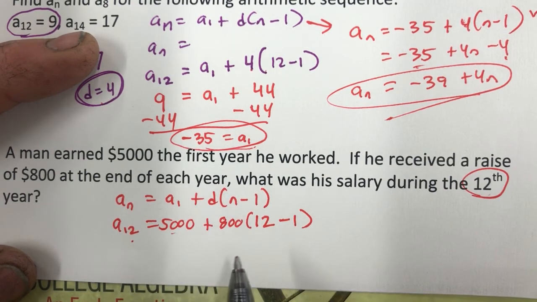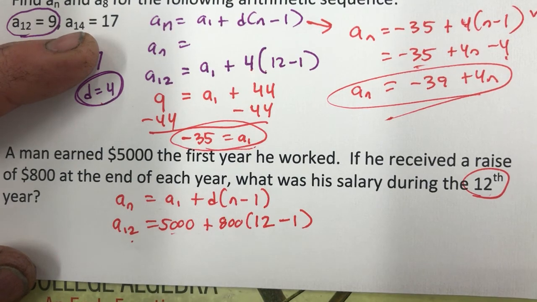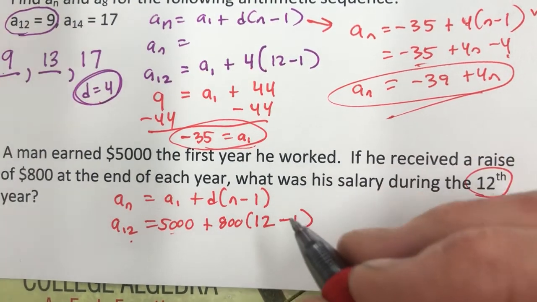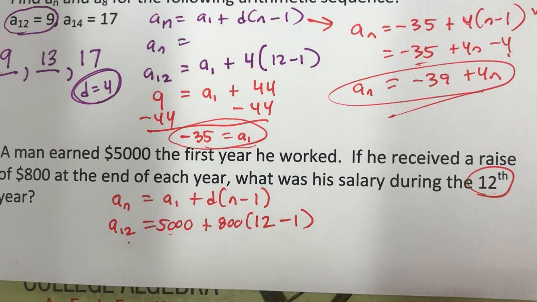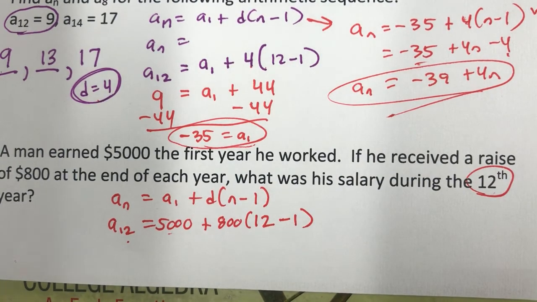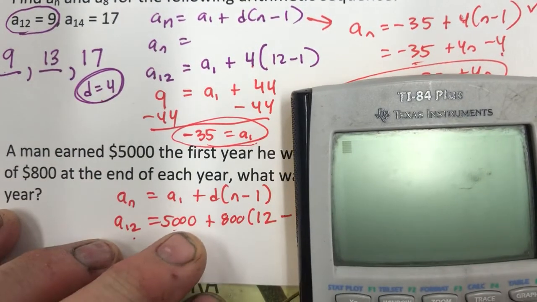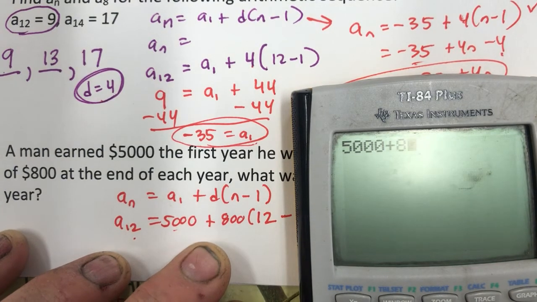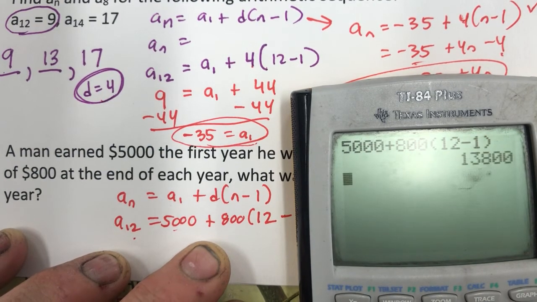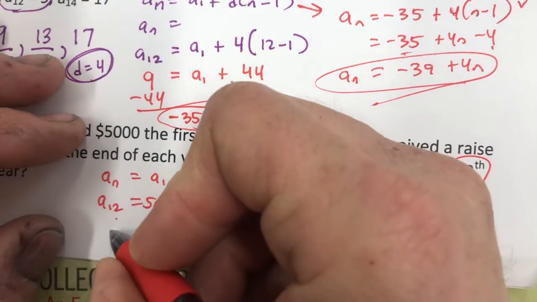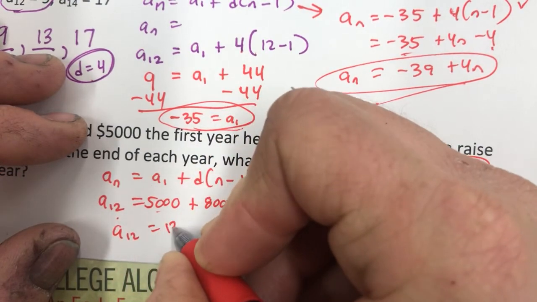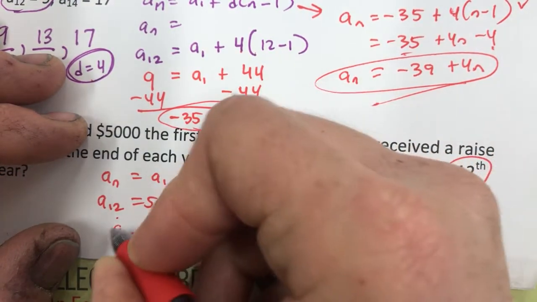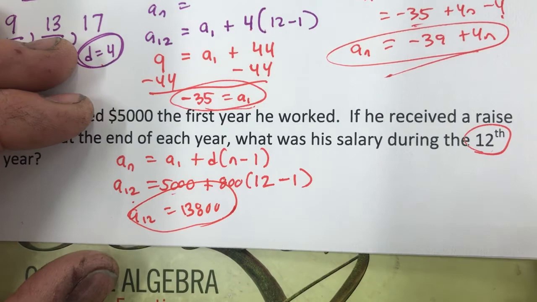And so I can just punch that in the calculator. If I just type that straight in the calculator here, I got 5,000 plus 800, and then in parentheses 12 minus 1, and there you go, 13,800. And that's how much he's getting paid during that 12th year.